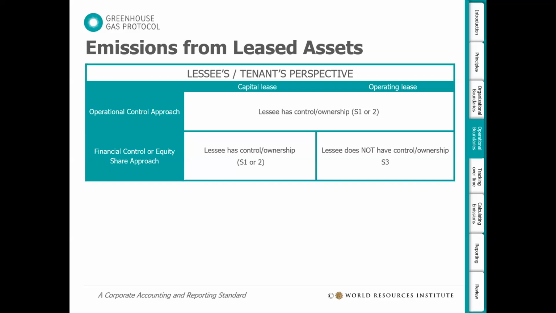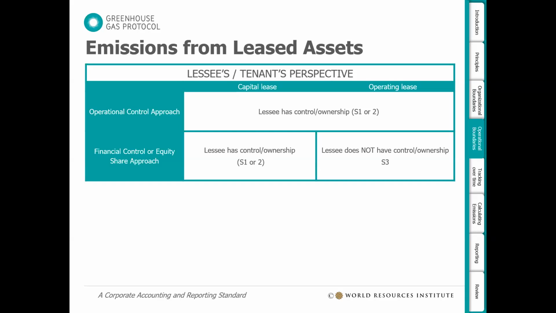In contrast, under the financial control or the equity share approaches, the lessee is considered to have control or ownership only if the asset is leased under a capital lease or finance lease, and would account for these emissions as scope 1 or 2 in these circumstances. Under an operating lease, the lessee is not considered to have control or ownership and would account for the emissions as scope 3. Okay, so that's the accounting from the lessee's perspective.